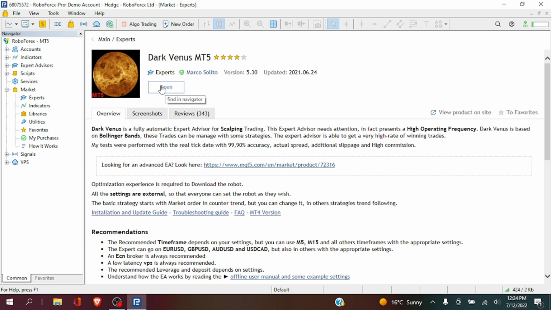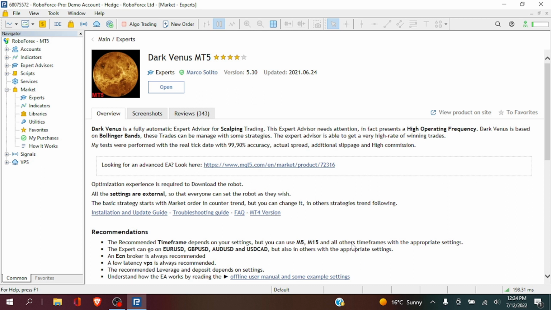Dark Venus is a Forex trading robot, or a fully automatic expert advisor for scalping trading. The expert advisor needs attention and in fact represents a high operating frequency. Now the strategies are based on Bollinger Bands and can be used with multiple other strategies, and it is able to get a very high win rate. Now always check the installation and update guide, the troubleshooting guide, any FAQs, and there's also an MT5 version available.